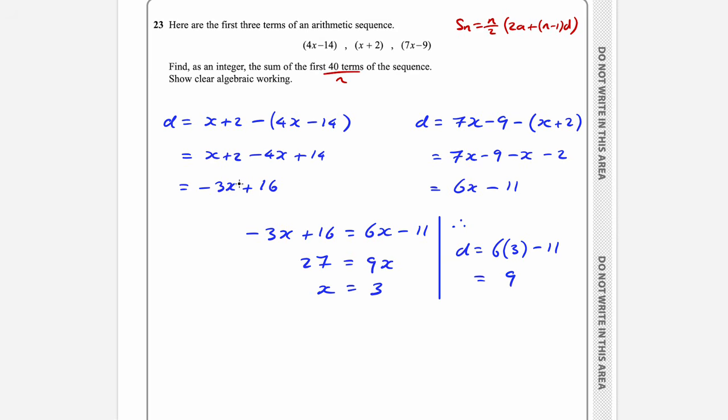You could also sub it in here. Sorry, what am I doing? It's not 9. I'm lucky I did sub it in there. 6 times 3 is 18 minus 11, which is 7. You could also sub it in here. You get minus 9 plus 16, which is also 7.